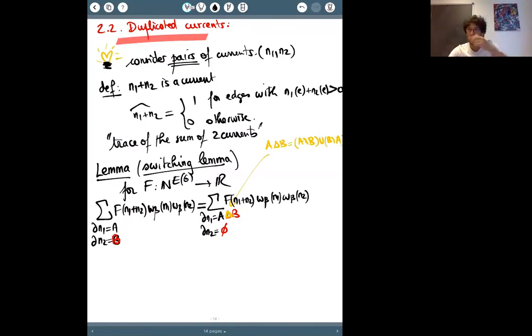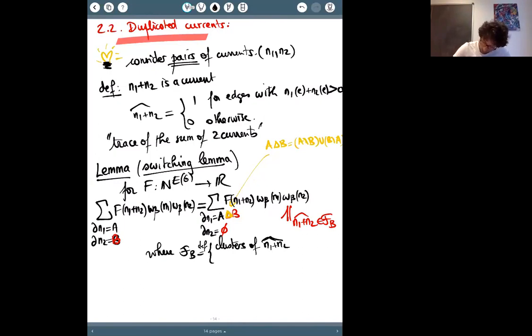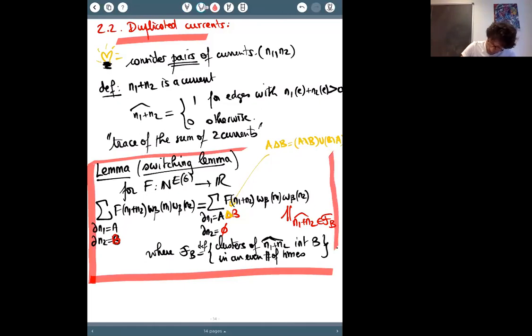So you are almost allowed to switch the sources with no constraints, except you need to add an indicator function of an event. And this event is that N1 plus N2 belongs to F of B, where F of B is the event that the clusters of N1 plus N2 hat intersect B in an even number of times. So each cluster of the trace of N1 plus N2 needs to intersect B an even number of times. Okay? That's our lemma.